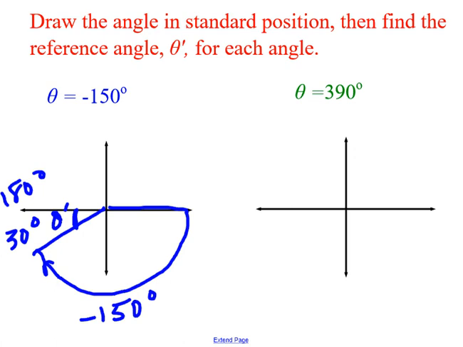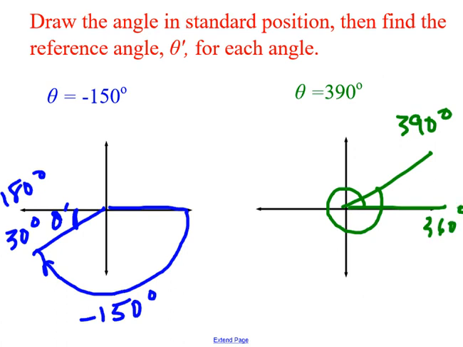390. 390, holy moly. Okay, bigger than 360. So I'm going to go all the way around to here, and then I'm going to keep going a little bit until I hit 390. So this is 390 degrees. This was 360 right here. My reference angle is this right here. How much beyond? Because it's to the x-axis. And so how much farther beyond 360 did I go? I could do that by saying 390 minus 360. And I get 30 degrees.